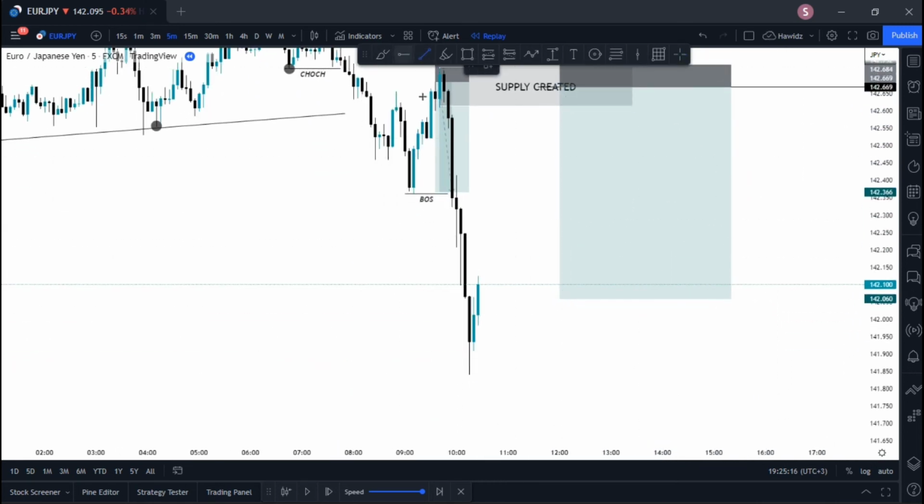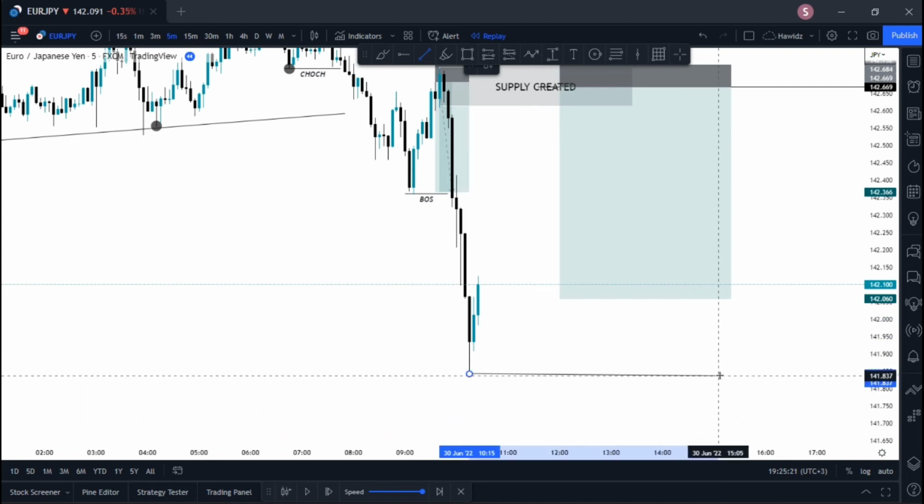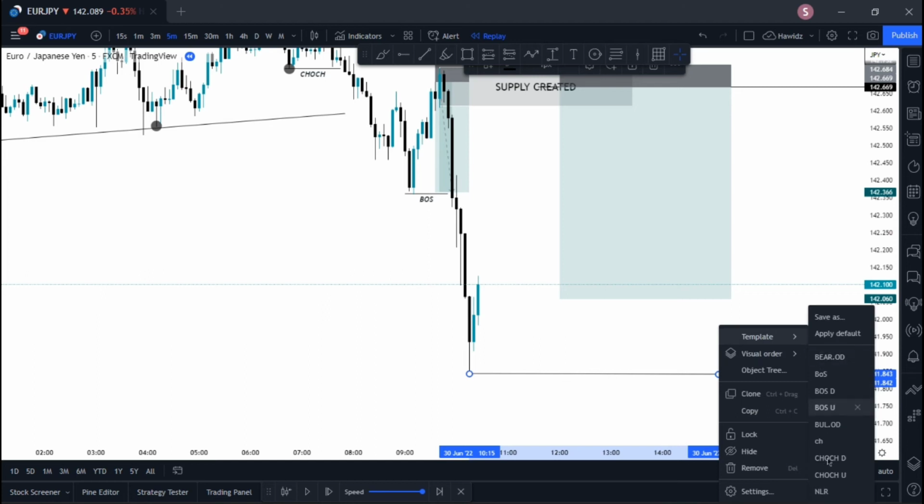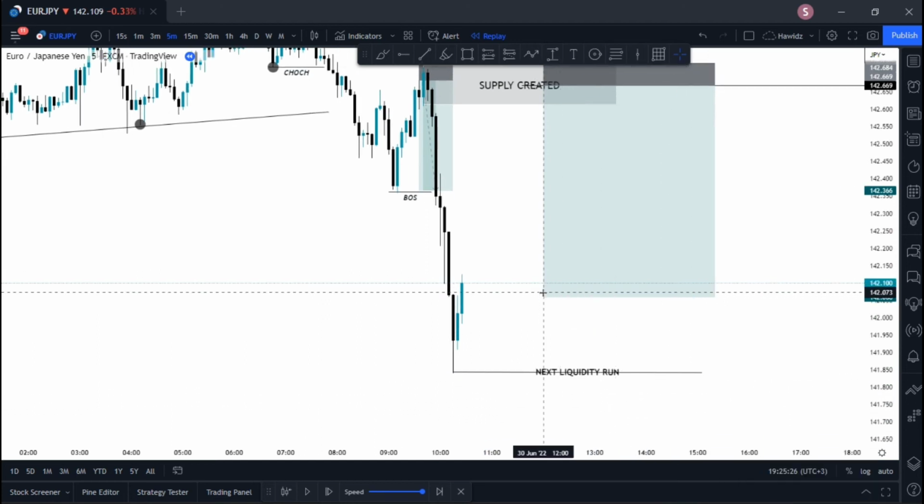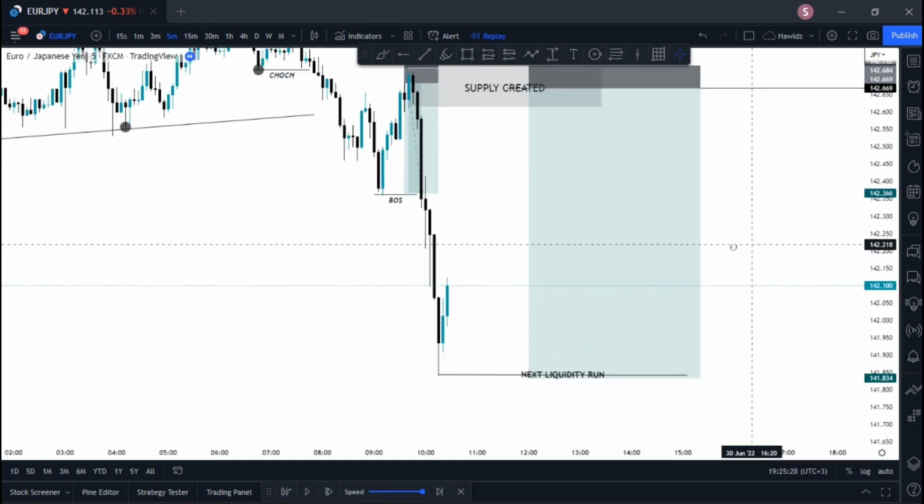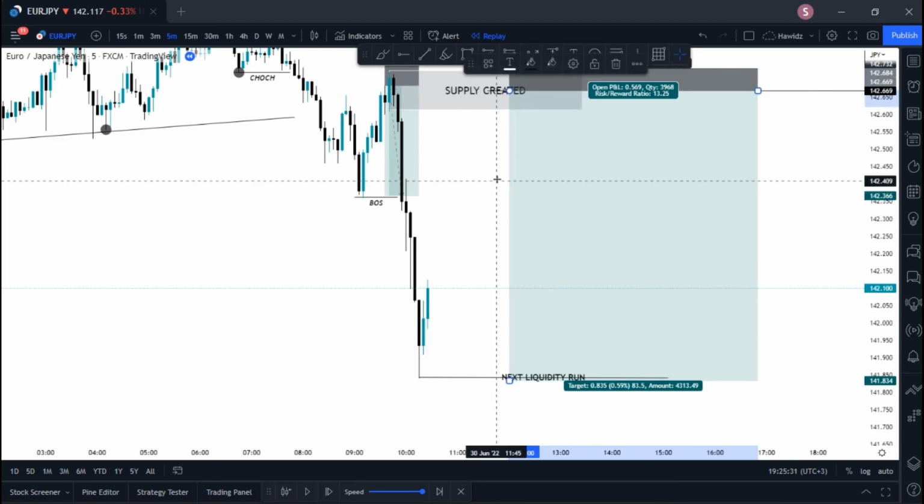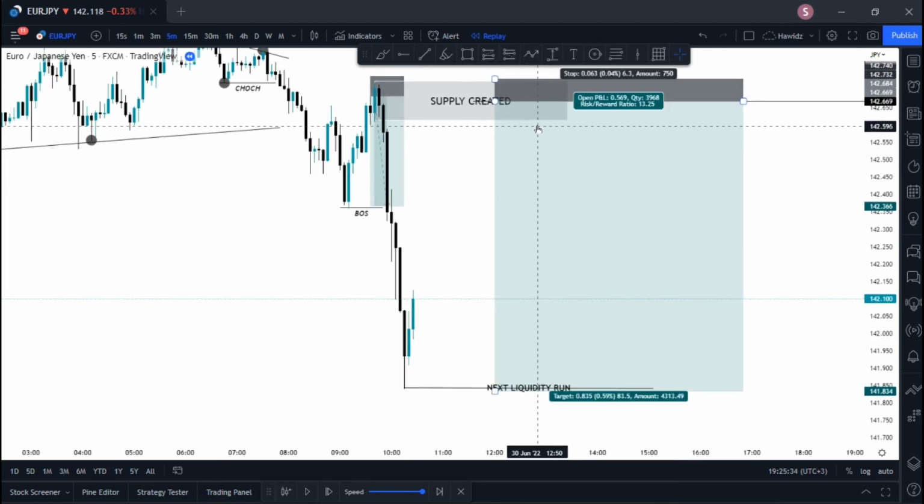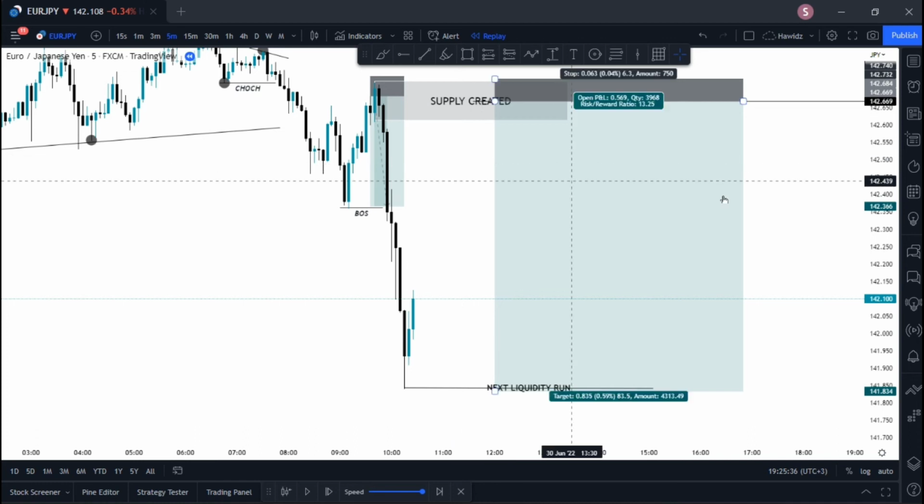So we are now looking to target what? The low. We're looking to target the low, right? This low as our next liquidity run. So there we have it, right? The next liquidity run. So lo and behold, there's your take profit. So that's your trade. Let's see now if we do get tapped into this, right? So this is a 1 to 13 RR trade.